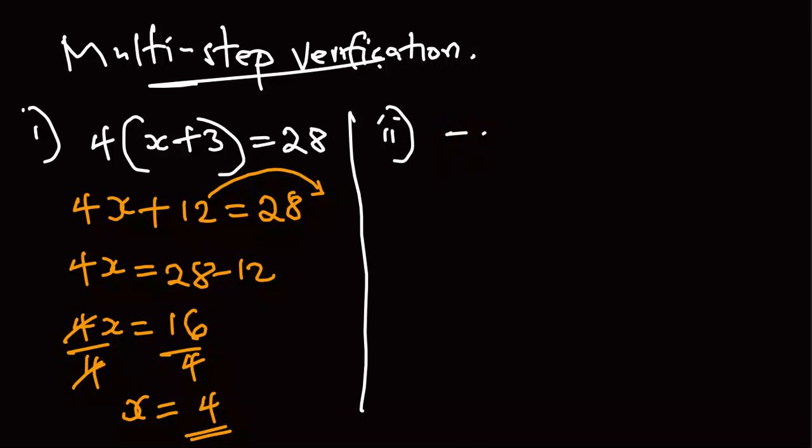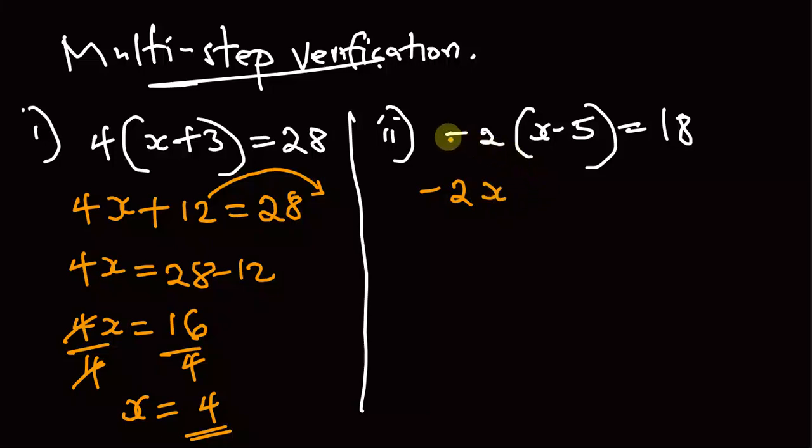4 is our answer. You can look at the second example. What if we have a number like negative 2 into bracket x minus 5 is equal to 18? How can we solve this question? In the same case, you open the parenthesis. Negative 2 times x is negative 2x. Then note one thing here. We have two negative numbers, negative and negative. It will become positive. When you multiply two negative numbers, the result should be positive. So negative 2 times negative 5 is positive 10, is equal to 18.